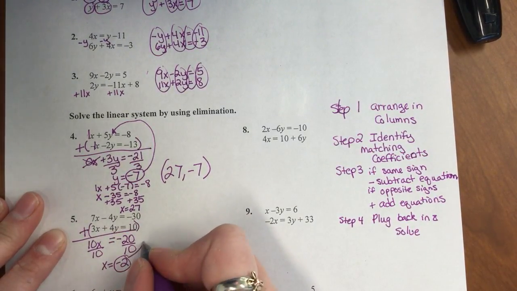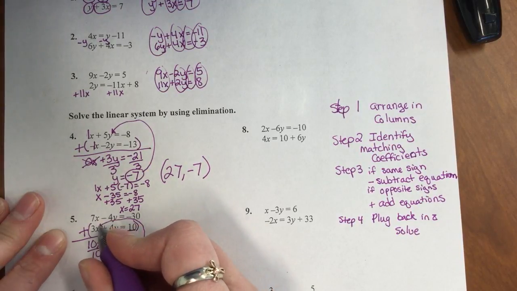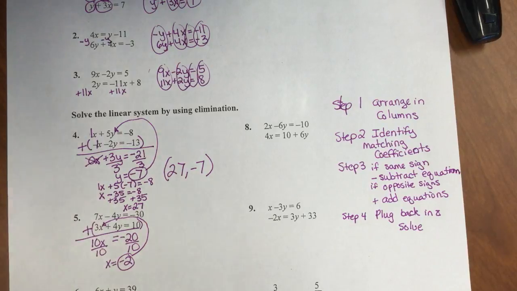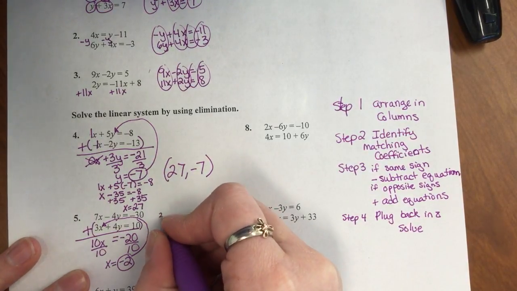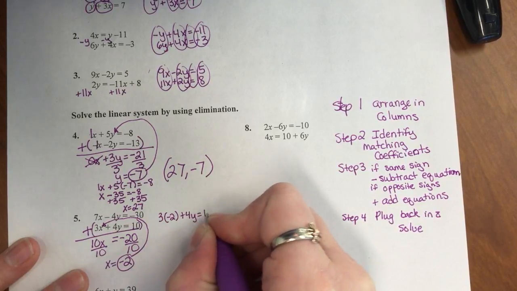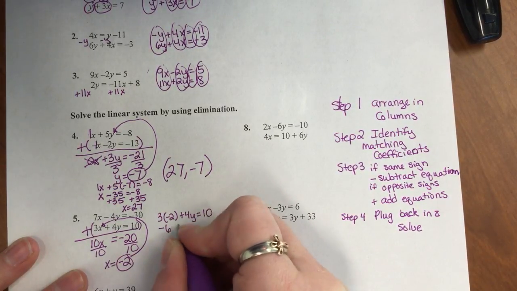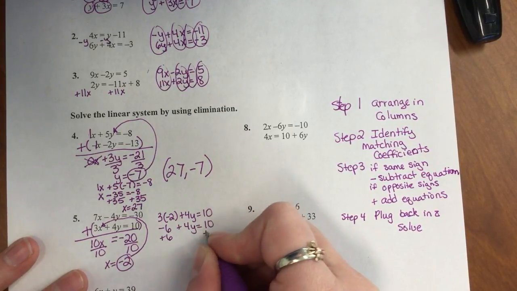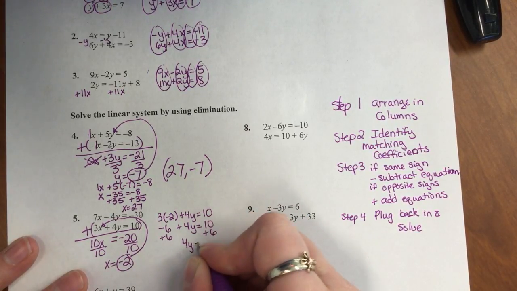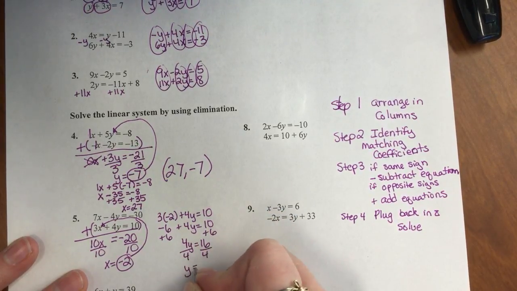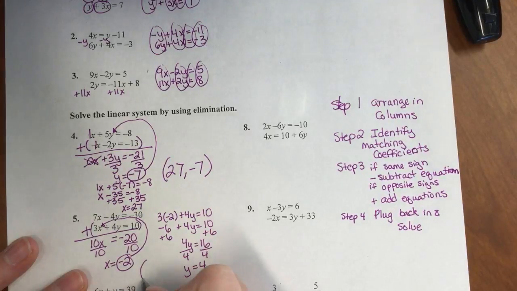Plugging in my x value, I'm going to choose to do the bottom equation because it doesn't have that big, ugly negative 30 or the negative 4. So 3 times negative 2 plus 4y equals 10. Negative 6 plus 4y equals 10. Add 6, 4y equals 16, divide by 4, y equals 4. So my solution is negative 2, 4.